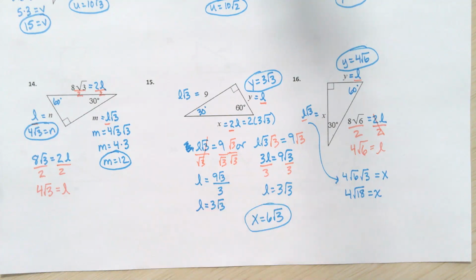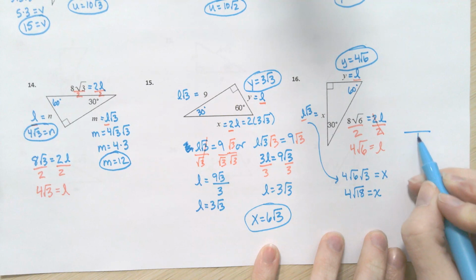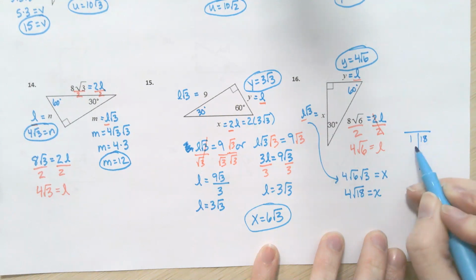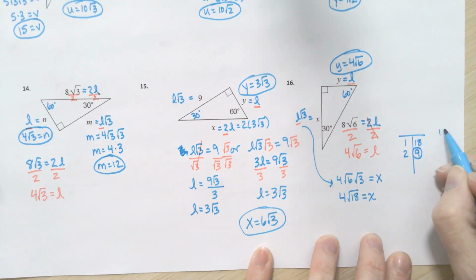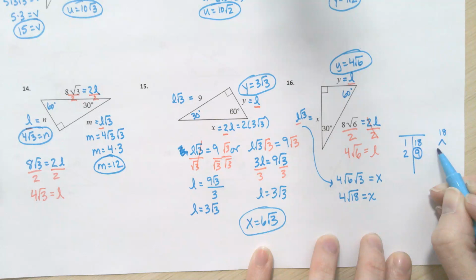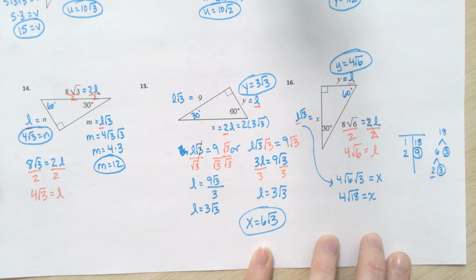Root 18 can probably be simplified. It's a larger root than we started with. So if we're a factor table person, we start making our factor table. Root 18 does not square root nicely, but 9 does. Or if we're a factor tree person, maybe we think of 6 and 3, and then 2 and 3, and we notice a pair of matching 3s and a leftover 2.